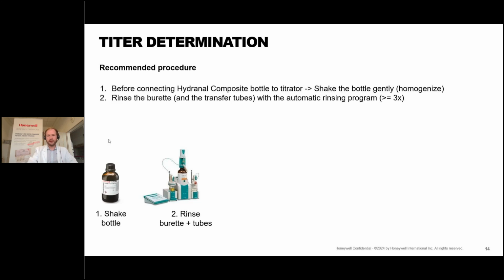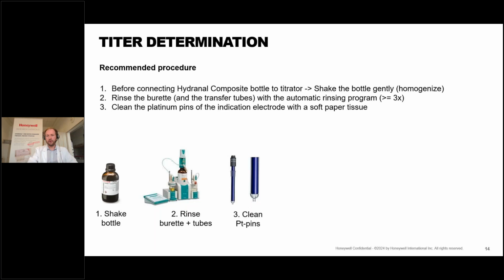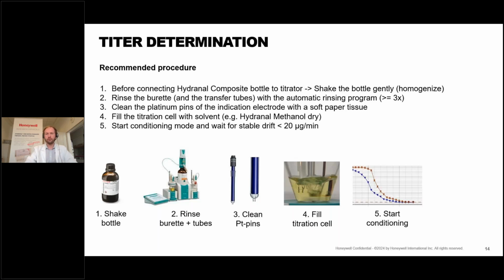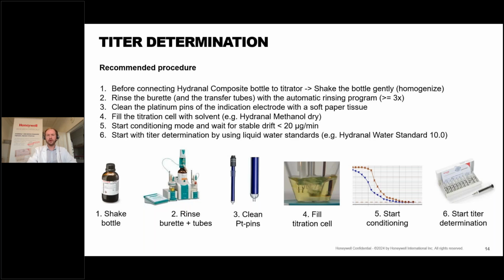Then clean the platinum pins of the indication electrode with a soft paper tissue. You can also rub the platinum pins to get rid of any kind of deposits. Then you can fill the titration cell with a solvent like dry methanol and start the conditioning mode and wait for a stable drift that should be below 20 microgram per minute. When you have achieved the stable drift, then you can start the titer determination by using, for example, Hydranal Water Standard 10.0.